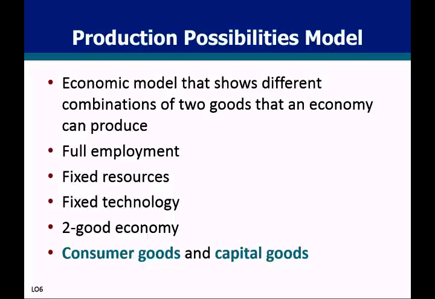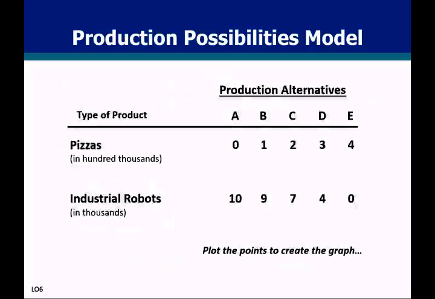This is a table of choice. So if I decide to take all of my factors of production and produce only robots, I'm looking at column A. I can produce 10 robots and 0 pizzas. If I do the opposite and take all of my resources and produce nothing but pizzas, I will produce 400,000 pizzas and no robots. Columns B, C, and D are the choices that I'm making in between A and E.